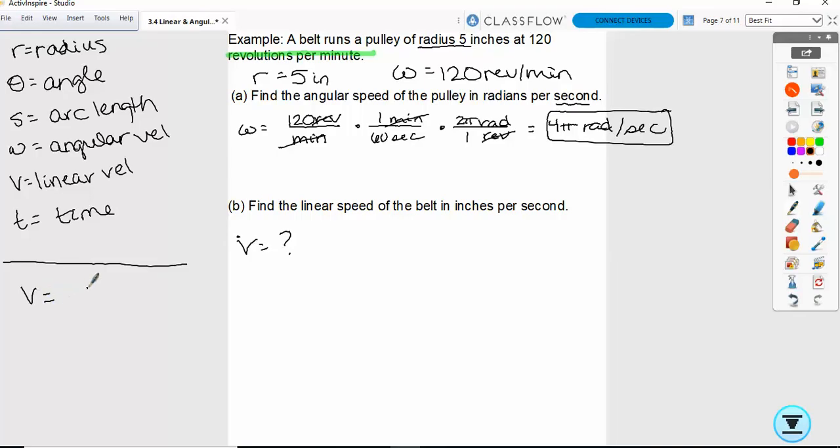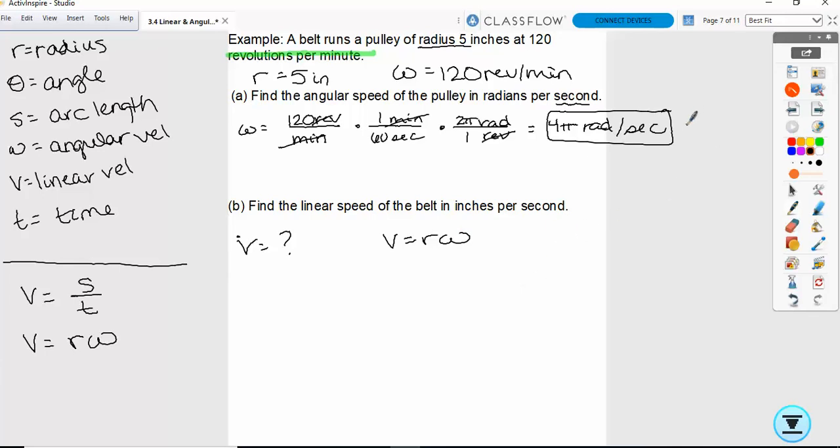So think about your formulas. We're looking for V. So my options with V are V equals S over T. Do I have S and T? No, so that's probably not the great one to use. We also have V equals R omega. Do we have R and omega? Yes, so let's use that formula.